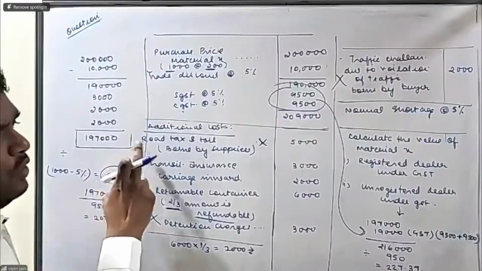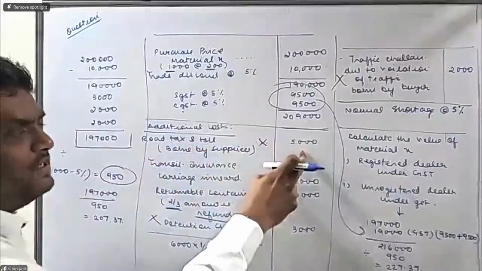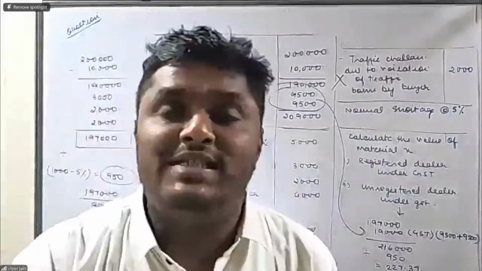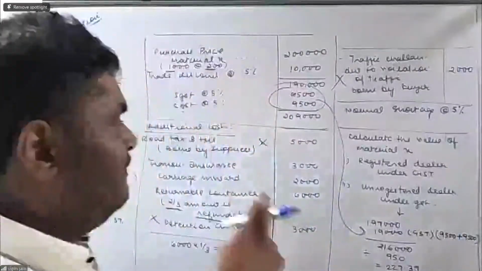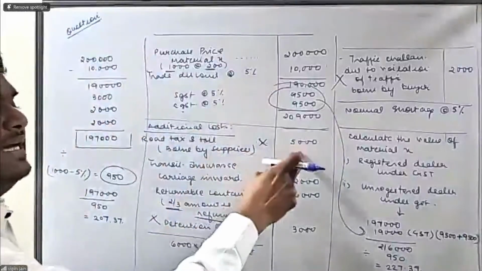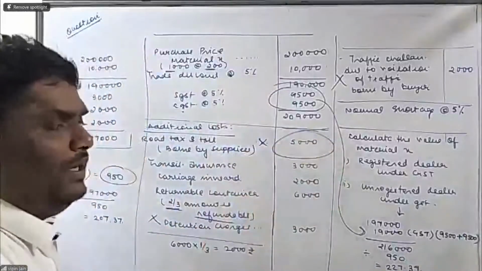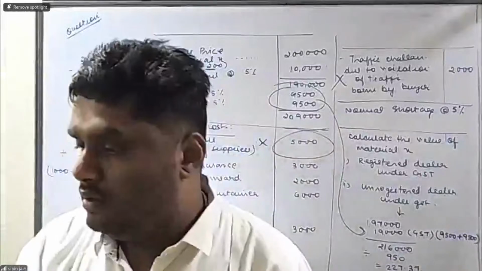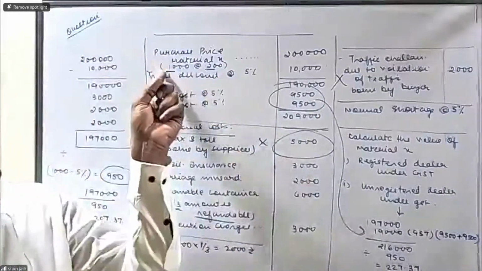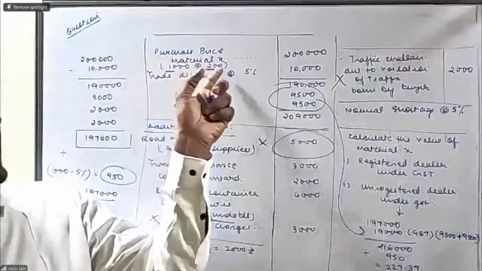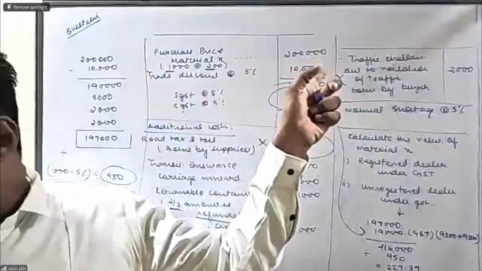There are questions: sir, road tax and toll tax, why is it not added? Because it is borne by the supplier. The supplier, the seller, is paying it. We are not paying from our pocket. That's why we have ignored road tax and toll tax. Mohammed, the quantity purchased is 1,000 at the rate of 200. So this is how I got 2 lakh.